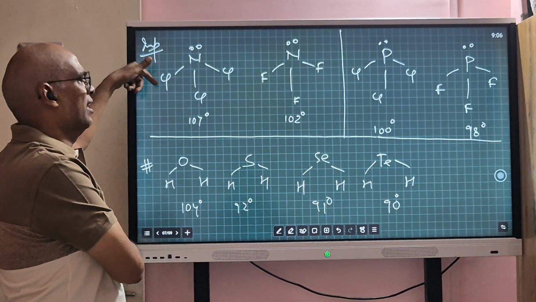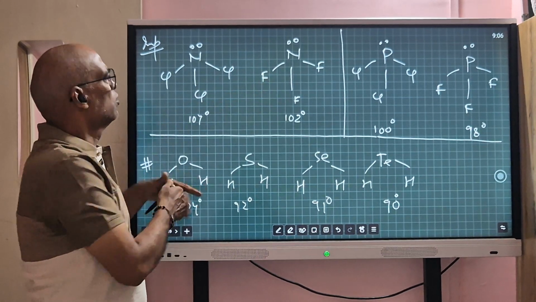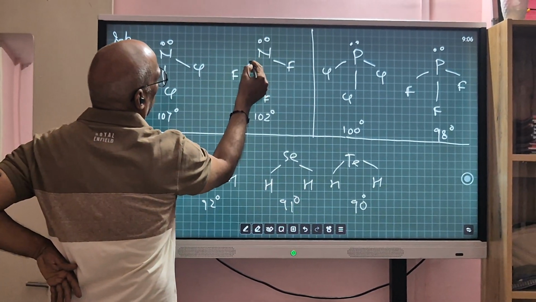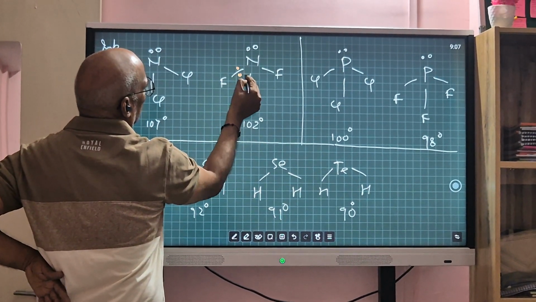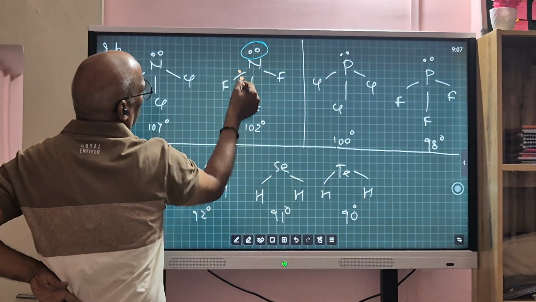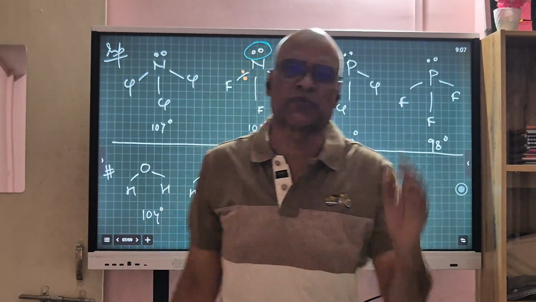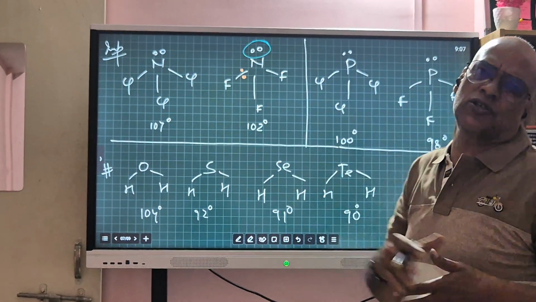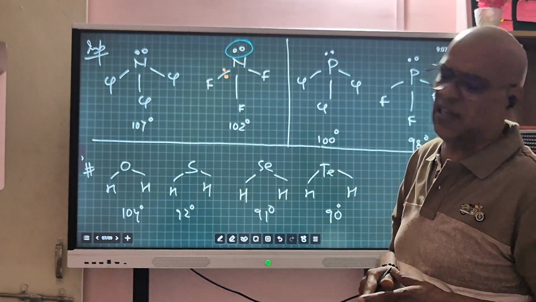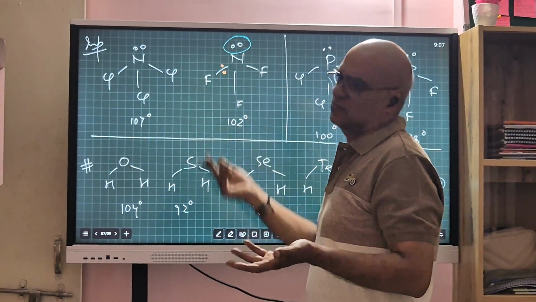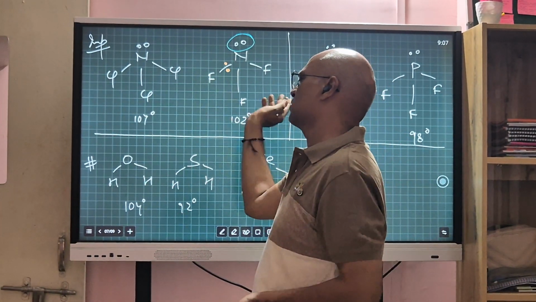Chlorine is less electronegative as compared to fluorine. So these are the bond pairs, these are the lone pair, these are the bond pairs. Bond pair shifted towards fluorine. When bond pair is away from the central atom, the mutual repulsion of bond pairs will be less effective. Okay, and the new concept you can apply, the size of halogen.